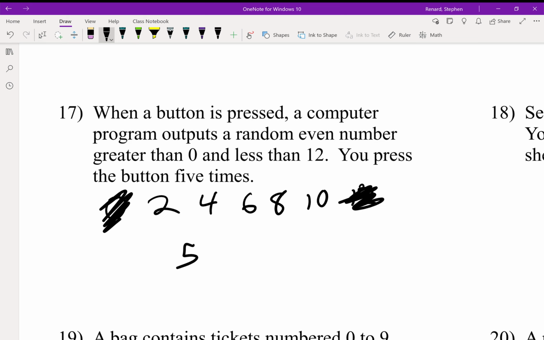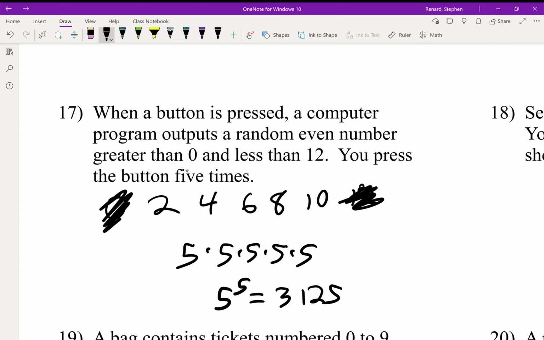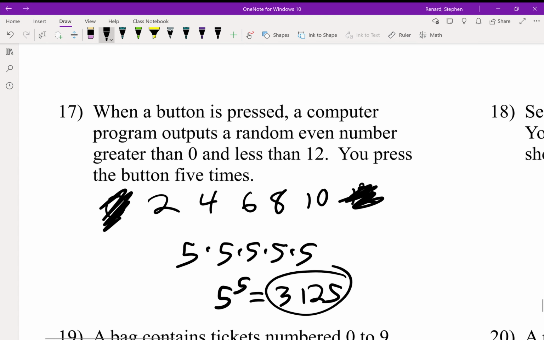So we're hitting that button. Every time we hit it, it randomly generates that number. There are 5 different options. And we hit it 5 times. So that is 5 to the 5th power, or 3,125 different numbers. Because it could be 2, 2, 2, 2, 2. You get the point. Okay.